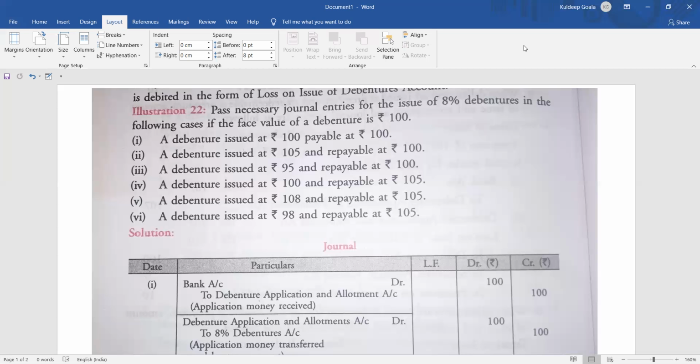In that way, there might be many other conditions. Like I might issue the debenture at 100 rupees, so it is issued at par. And I'm redeeming, or say repaying, at par. Redeeming means to repay back. I will take 100 rupees and repay back 100 rupees. Interest will be given, that is separate. Don't worry about that.